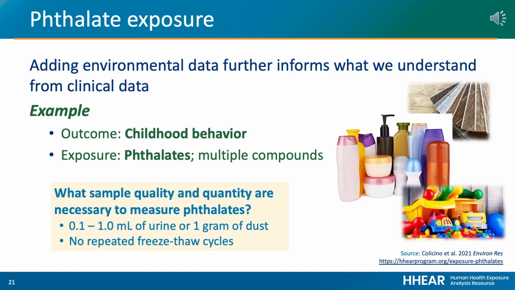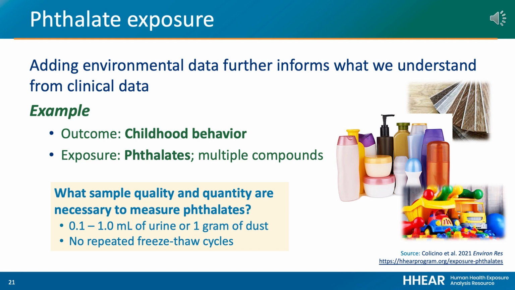Let's explore an example. If childhood behavior is an outcome of interest in your cohort, you could look for environmental contaminants that may be associated with childhood behavioral problems. Exposure to phthalates, for example, has been associated with reproductive, developmental, and neurotoxicological toxicity in humans. Many studies have linked prenatal exposure to phthalates with adverse health outcomes in newborns and children. Phthalates have been used as plasticizers and solvents over the past century.